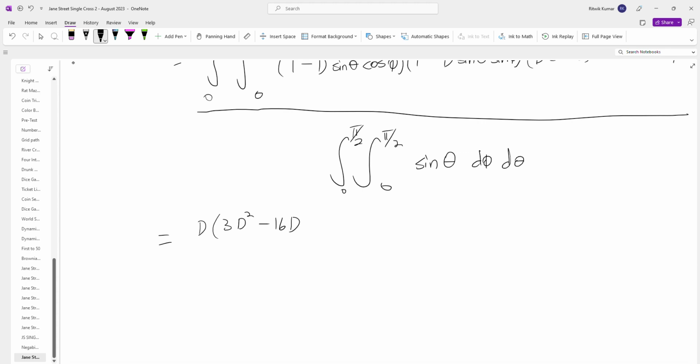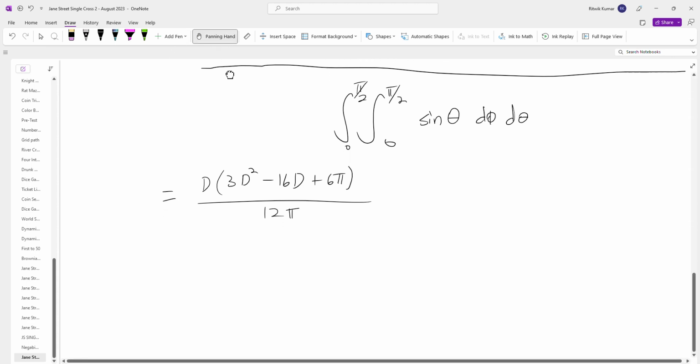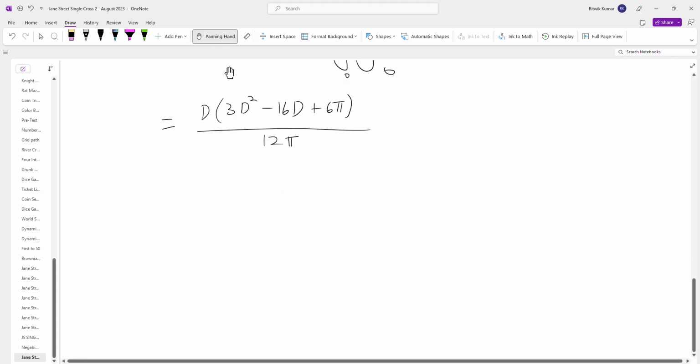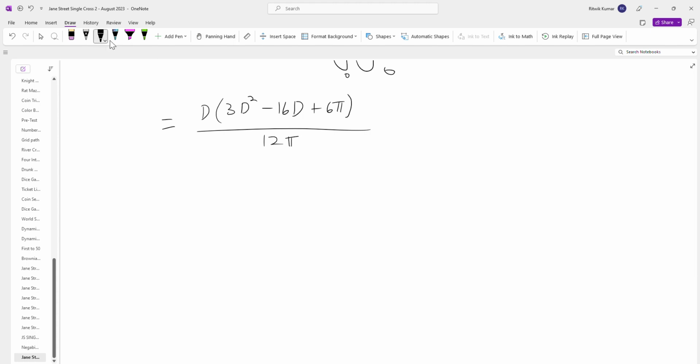Minus 16D plus 6 pi, all over 12 pi. Now that we have a function showing the expected number of crosses as a function of D, which is the line segment, we can find the maximum of this and see where the max D lies. So this is how we do it. We just take the derivative, pretty basic stuff.